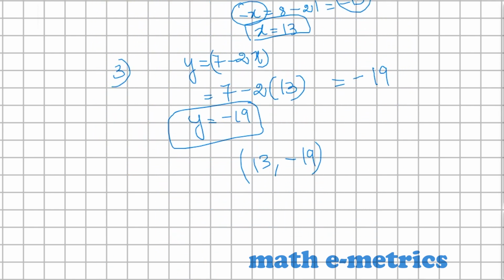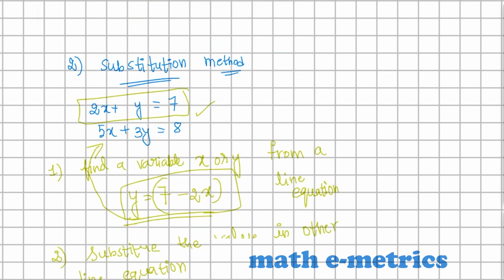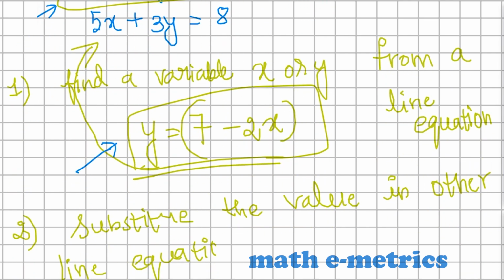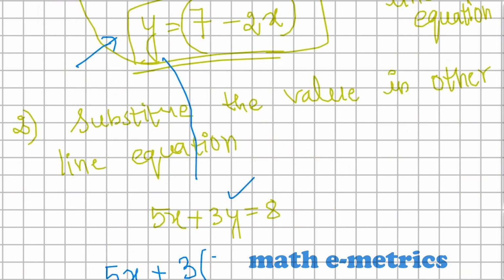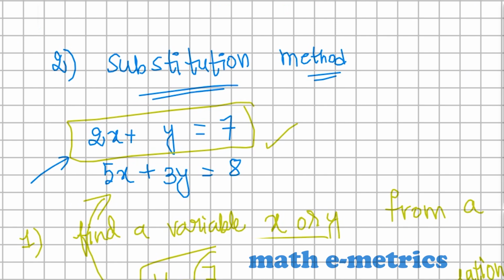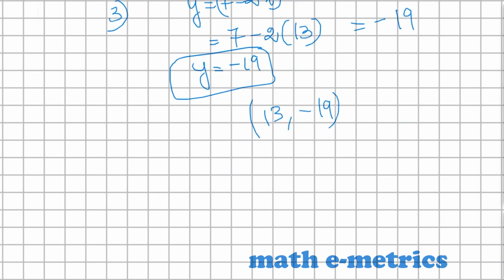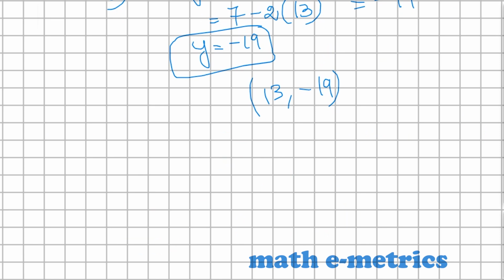So this is the substitution method. Basically, you are picking a line equation and from that you are finding one variable and then you are directly substituting into the other one. Since you are substituting, the method is known as the substitution method. So these are the two methods. Let's talk about a few concepts.